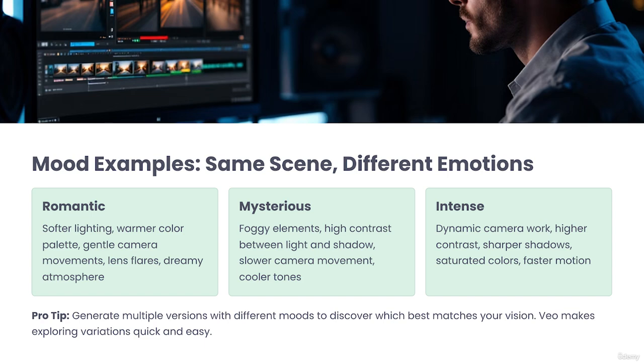Here's a tip: when you're not sure which mood fits best, generate a few versions of the same scene with different moods applied. Veo lets you explore variations quickly, so take advantage of that feature to find the tone that truly fits your vision.